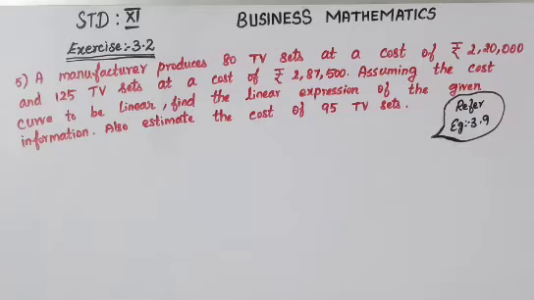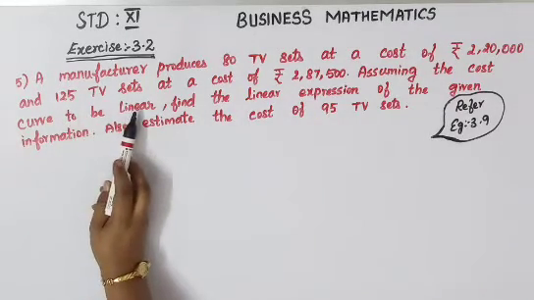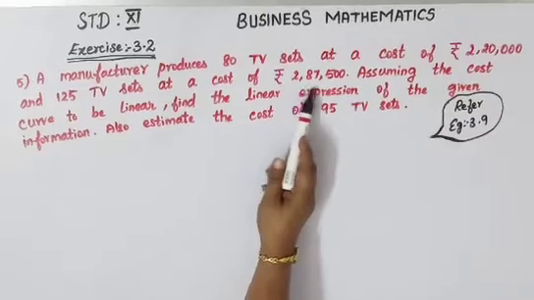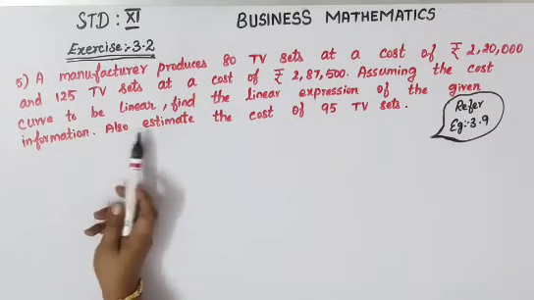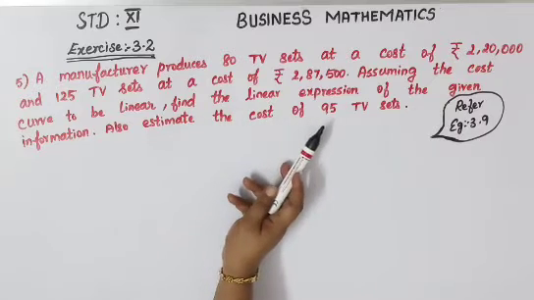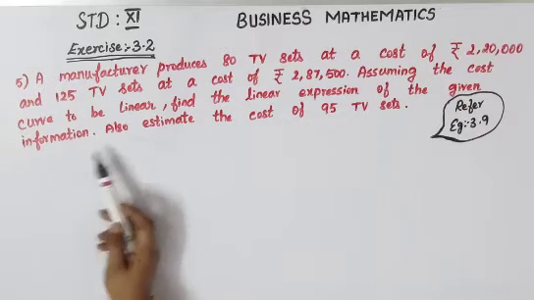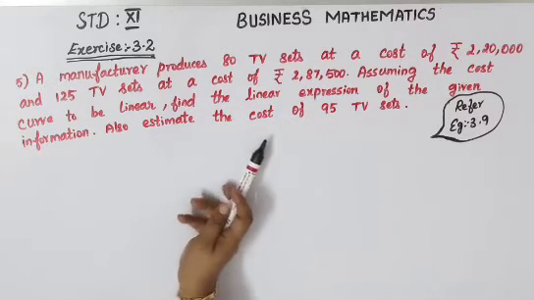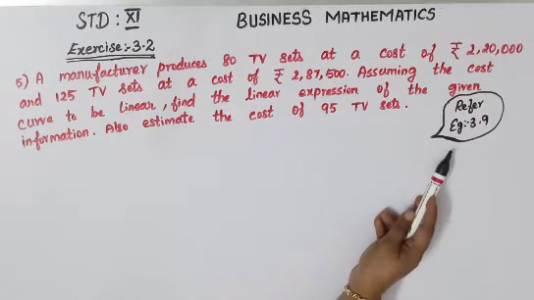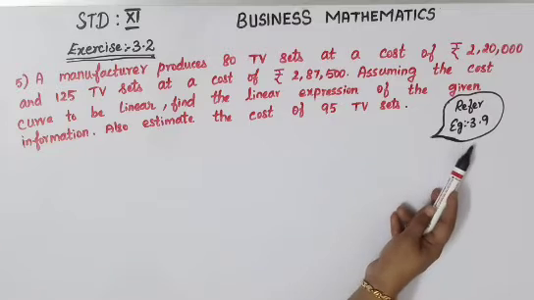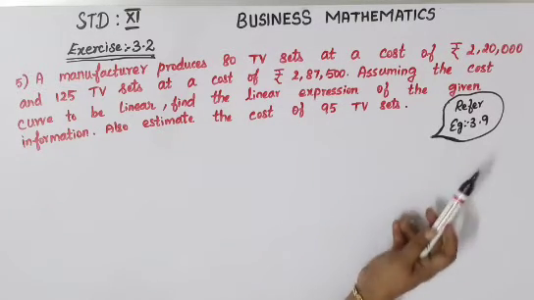Fifth question: a manufacturer produces 80 TV sets at a cost of rupees 2,20,000 and 125 TV sets at the cost of rupees 2,87,500. Assuming the cost curve to be linear, find the linear expression of the given information. Also estimate the cost of 95 TV sets. We'll have to find it. Okay. So same like example, you'll have it in your example 3.9. You can refer to that and see over there.